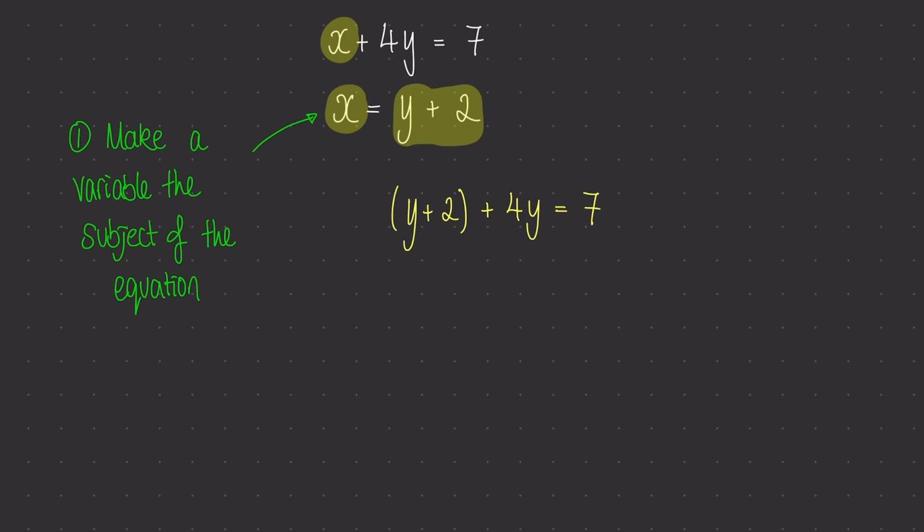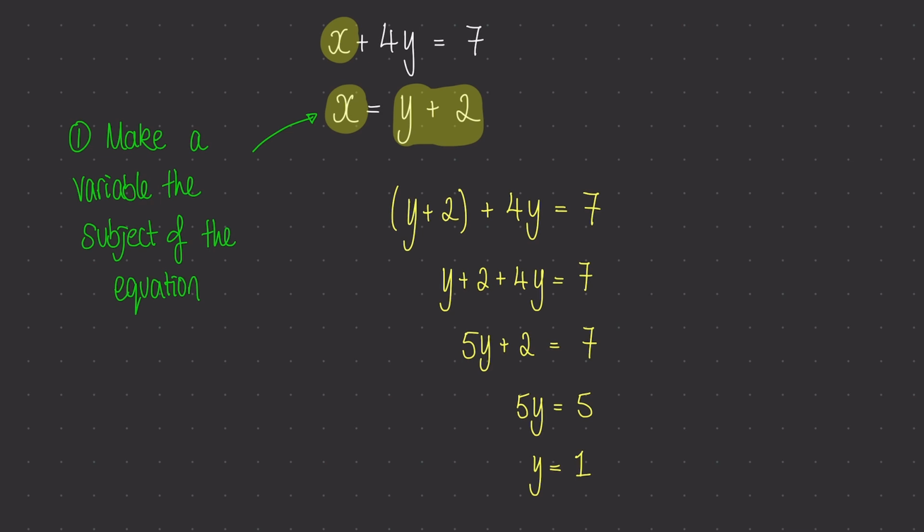Always remember to place brackets around the thing that you're substituting in. So now we have on our hands an equation with only y. This is a linear equation now with one unknown variable, which we can solve. I'm going to expand out this bracket. We can quickly simplify this left-hand side by grouping the y's. Let's subtract 2 from both sides, and finally divide both sides by 5. So this has given me the value of the y.